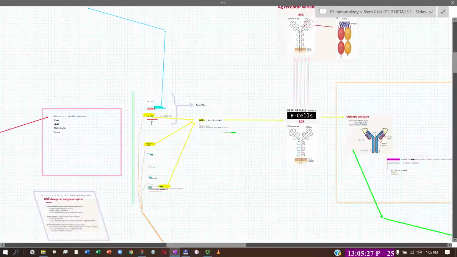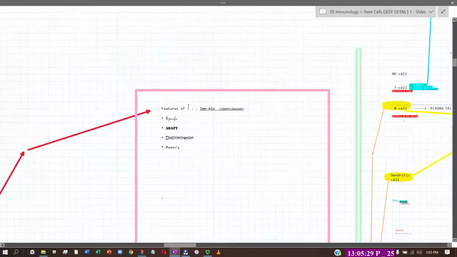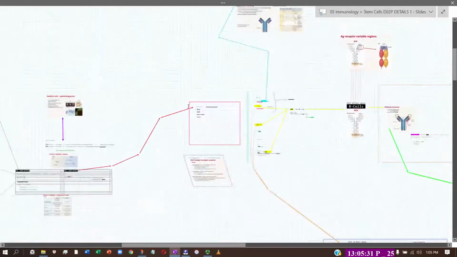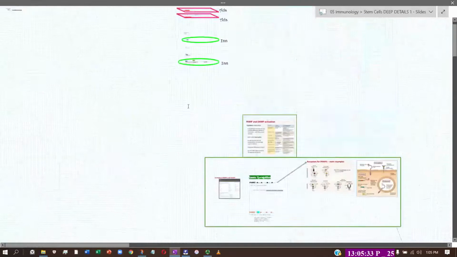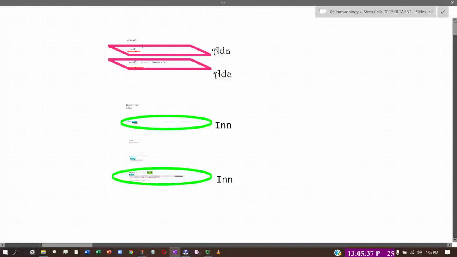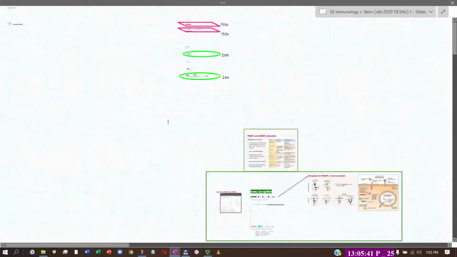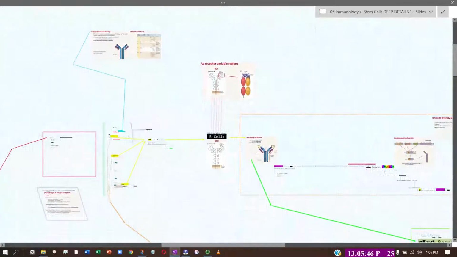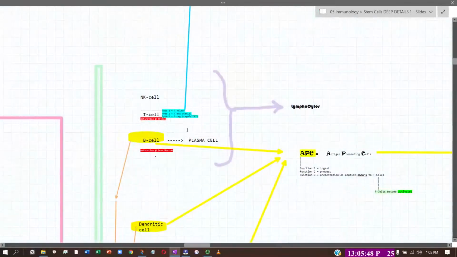adaptive immunity, as seen in this summary over here. Let's go back and review what we wrote. So when it comes to adaptive immunity, T cells and B cells are the key players. Let's go confirm. Yeah, those two are the key players, T cells and B cells.